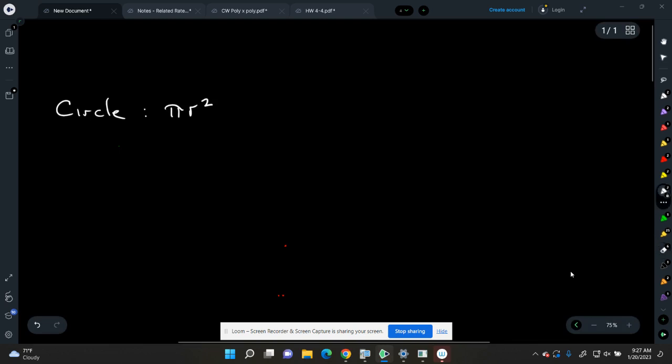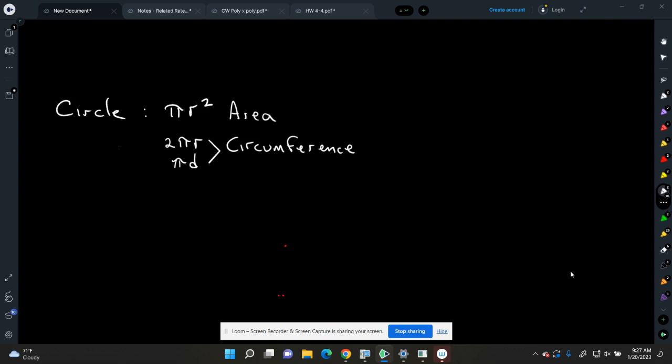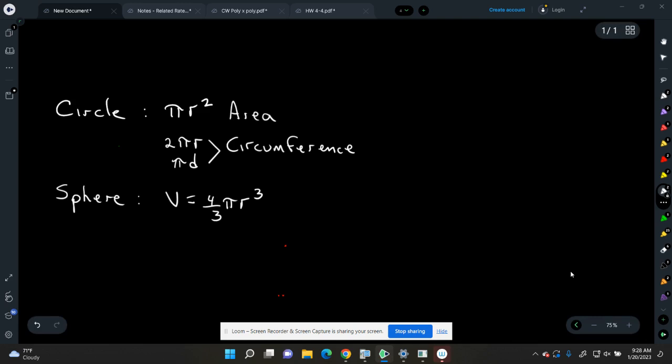2 pi r is the circumference. Sometimes you'll see the circumference just written as pi times the diameter. If we talk about a sphere, then that's referring to volume. What's the volume of a sphere? 4/3 pi r cubed. Okay, I think that covers the circles.